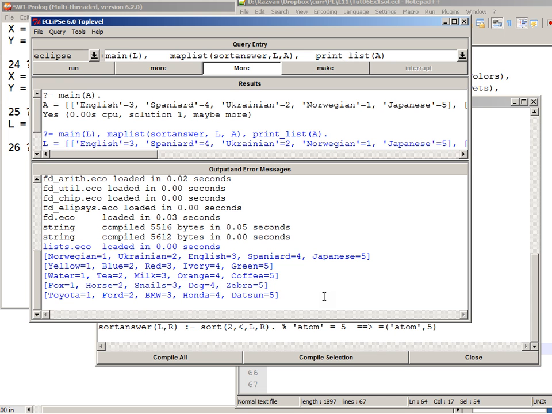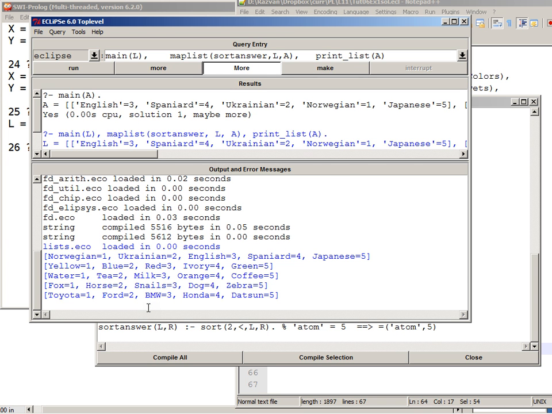Now it's easier to follow, because if we look at the English, the third house occupied by the English has color red. Milk is drunk there, owns snails, and drives a BMW.